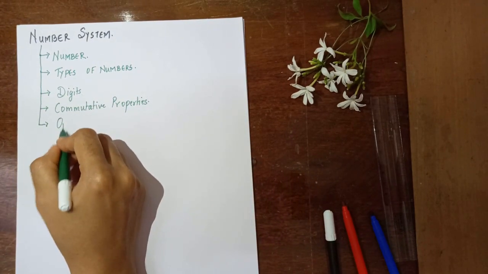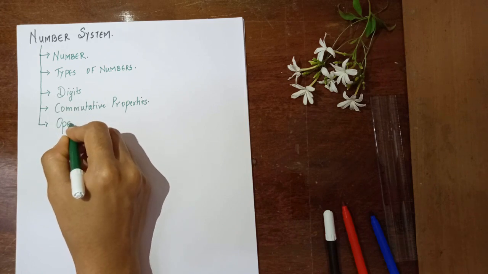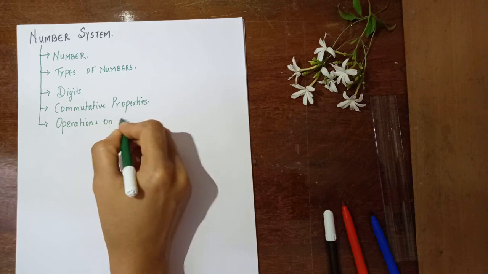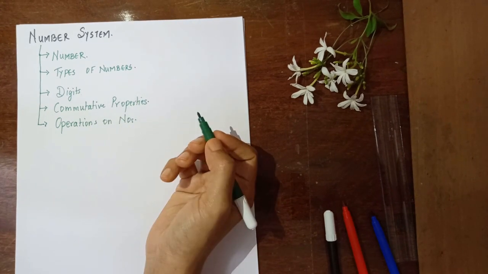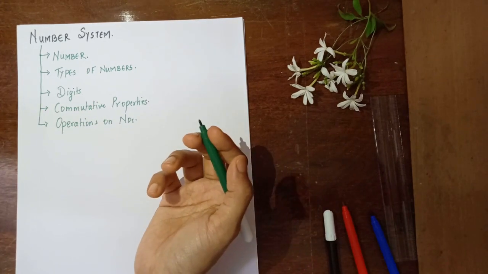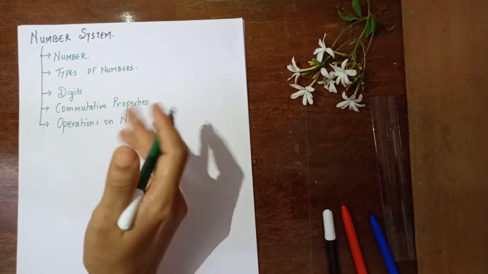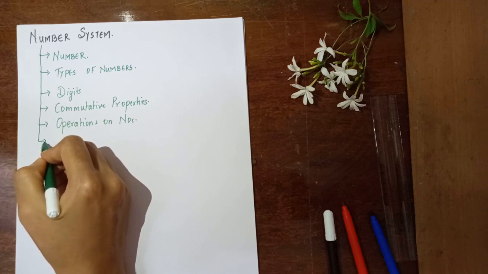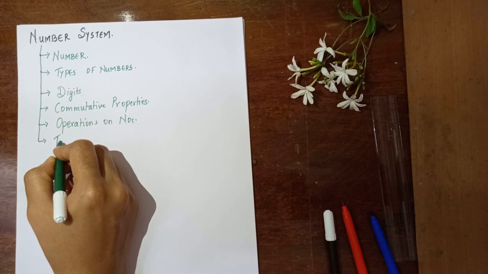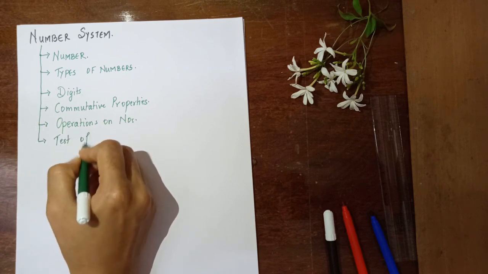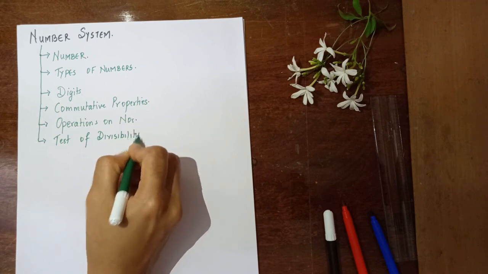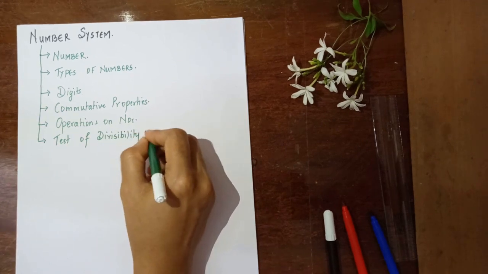Then the common topic that is included under the number system is operation on numbers. Now, when you talk about operation on numbers, we'll be talking about addition, subtraction, multiplication and division. But it doesn't end over there. We'll be talking something more about it as well. Then we'll be talking about the test of divisibilities. Test of divisibility of numbers.